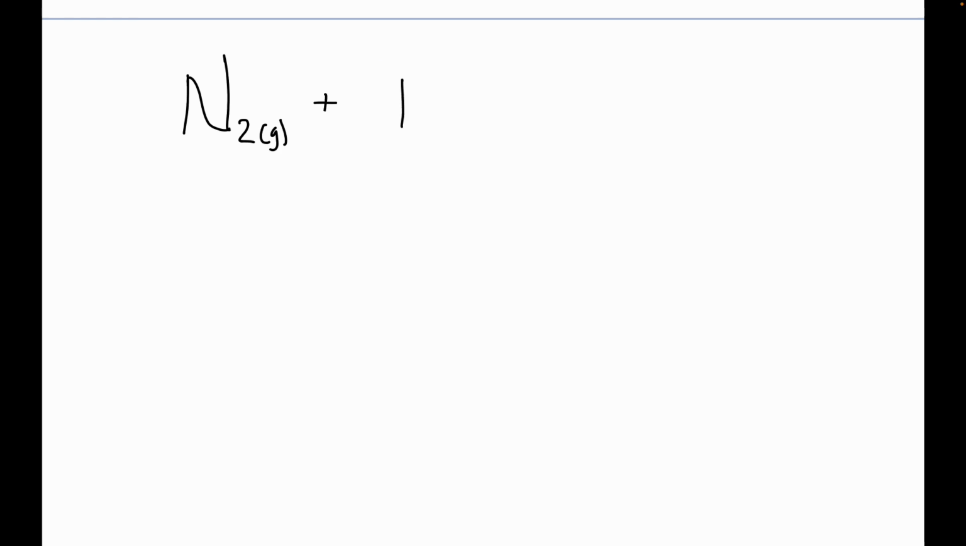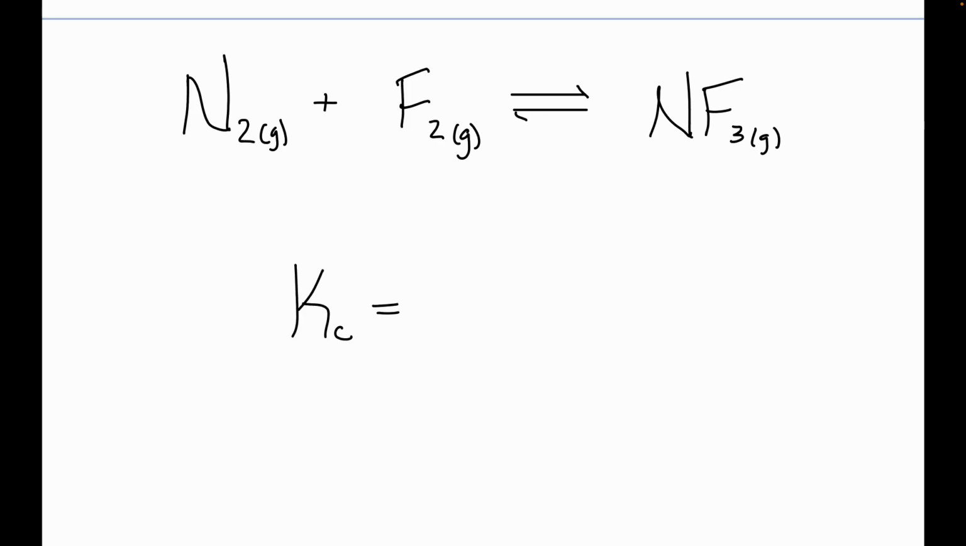All right, so let's get another one here. What are we going to do? We'll take nitrogen again. I'm going to react it with fluorine to produce nitrogen trifluoride. All right, so everybody's going to take a second and balance this chemical equation and give me a Kc expression here.